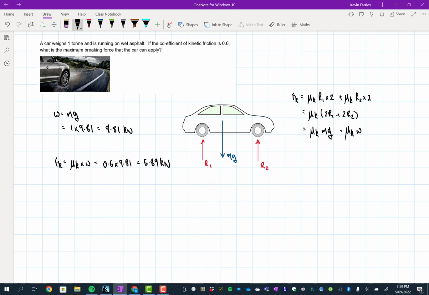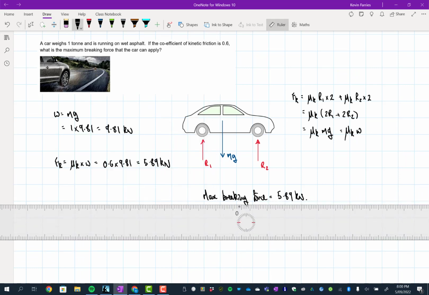So then we'll just write down our answer. Max braking force is equal to 5.89 kilonewtons. And that's that one done.